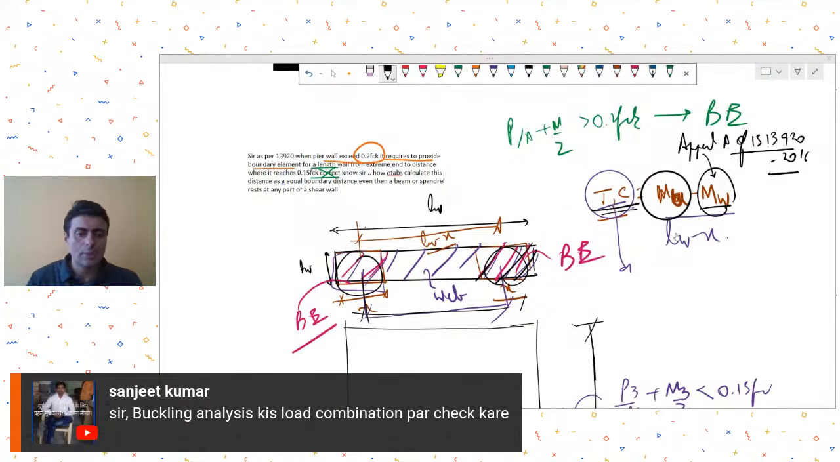Mr. Sanjeet Kumar is asking, buckling analysis किस लोड कॉम्बिनेशन पर चेक करें? I don't know. If buckling analysis is more related to stability check, as per our Indian code, maybe you can check for 1.2 dead plus 0.5 live, the similar load combination that you use for P delta, but I'm not sure about this answer right now.